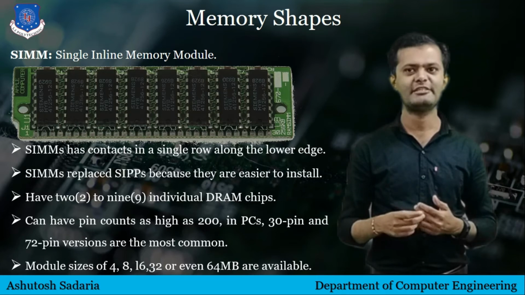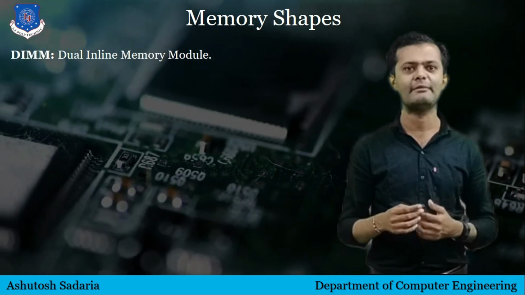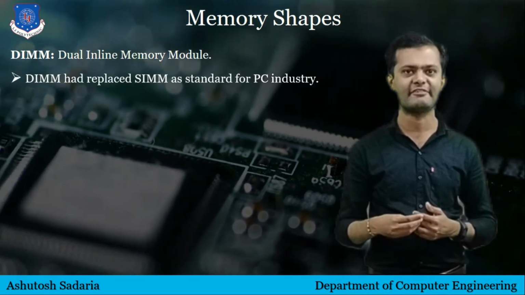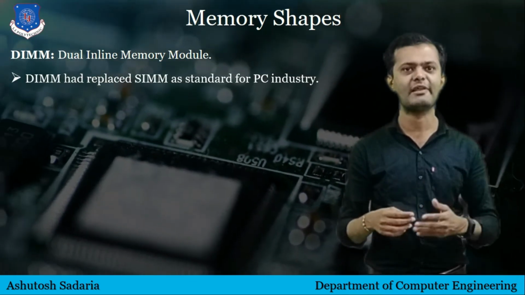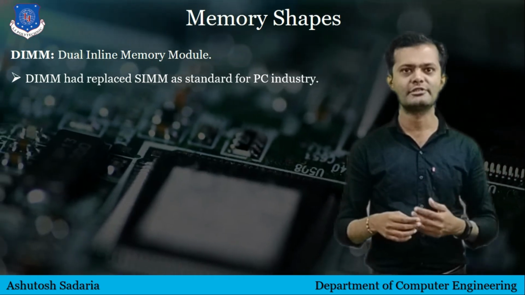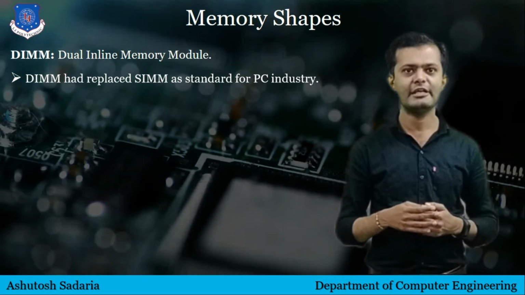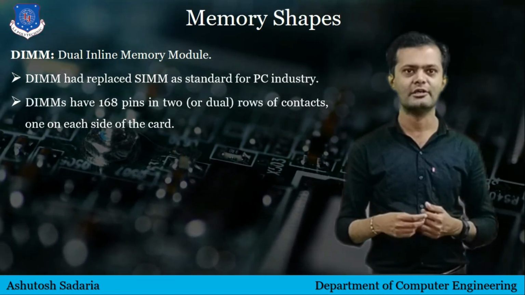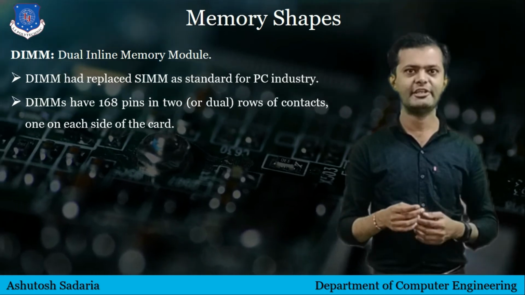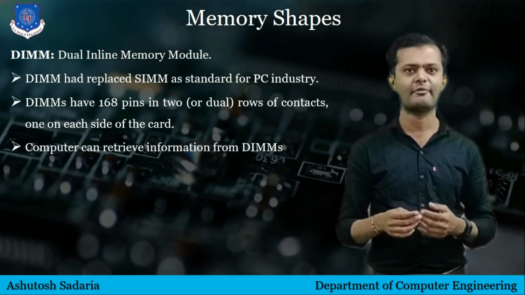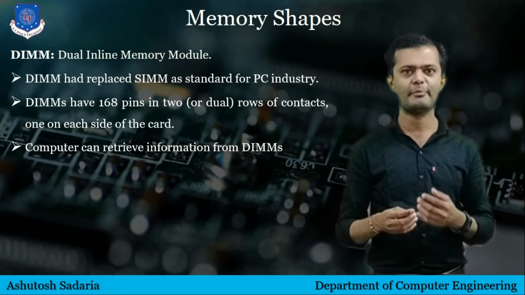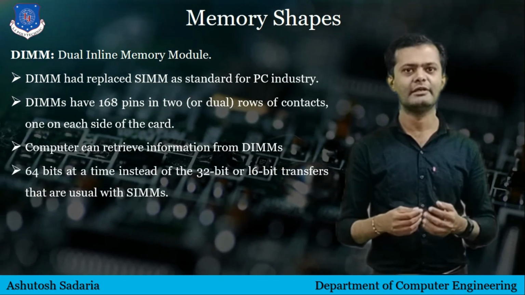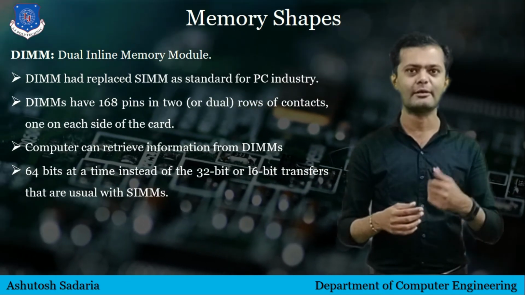The next memory shape is DIMM, Dual Inline Memory Module. As the memory subsystem standardized around an 8-byte data interface, the Dual Inline Memory Module replaced SIMM as the module standard for the PC industry. DIMMs have 168 pins in 2 or dual rows of contacts, one on each side of the card. With the additional pins, a computer can retrieve information from DIMMs 64 bits at a time instead of the 32-bit transfers that are usual with SIMMs and earlier modules.